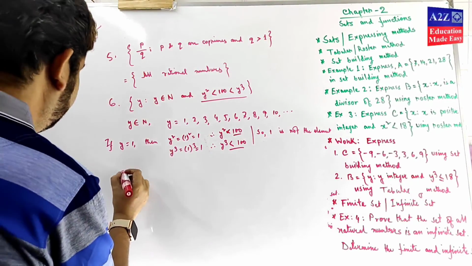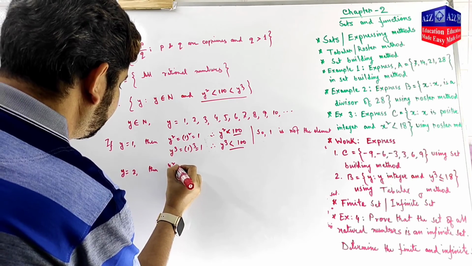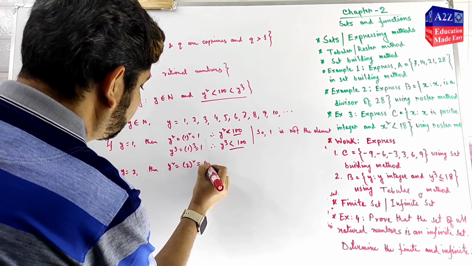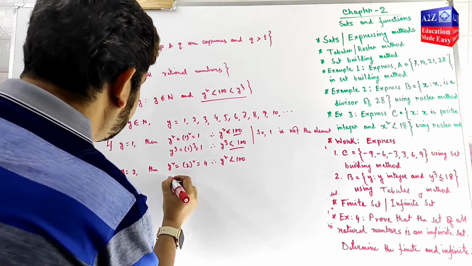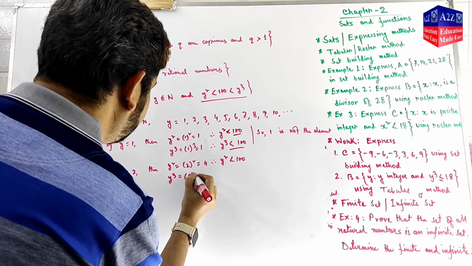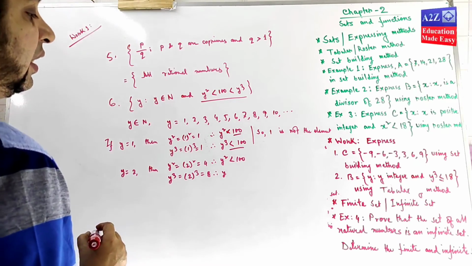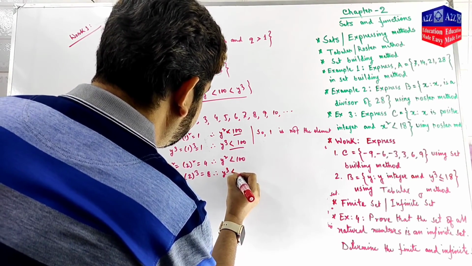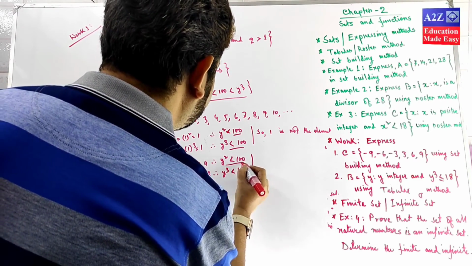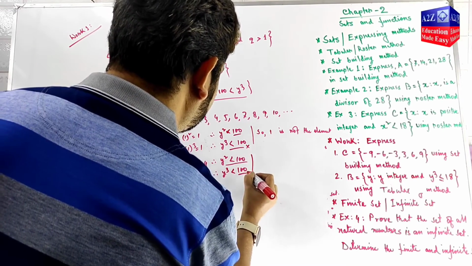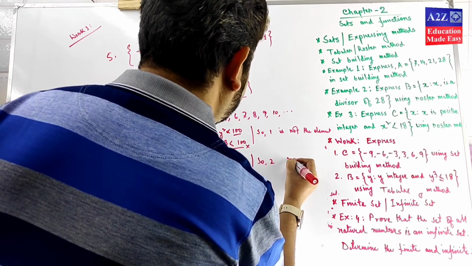Okay. Similarly, if y equals 2, then y square equals 2 square equals 4. Therefore y square is less than 100, because 4 is less than 100. Y cube equals 2 cube, which means 8. So y cube, 8, is not greater than 100. Therefore y cube is less than 100. So this condition is satisfied, but this is not satisfied. So 2 is not an element of this set.